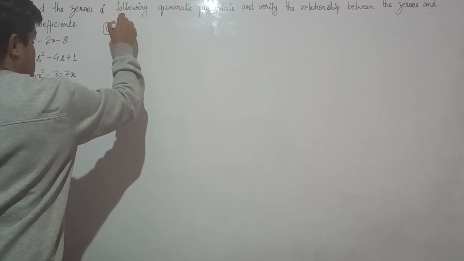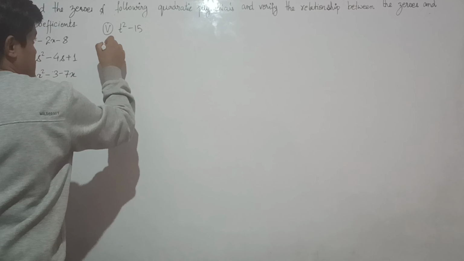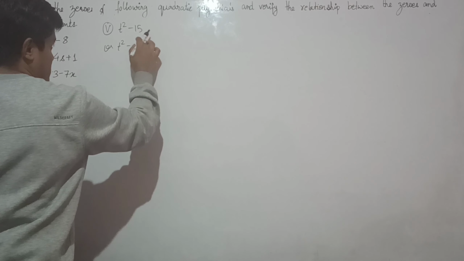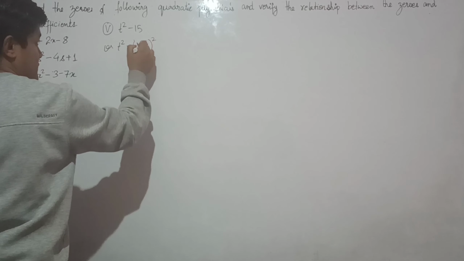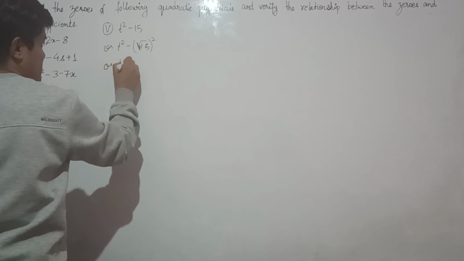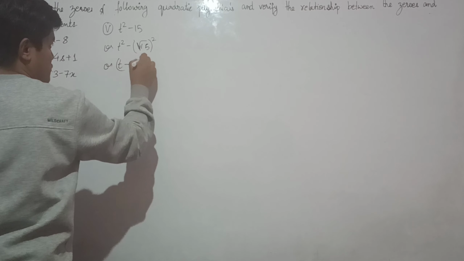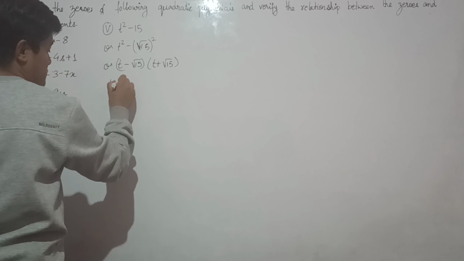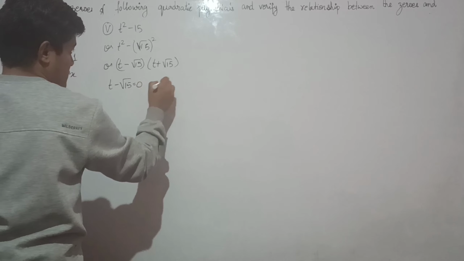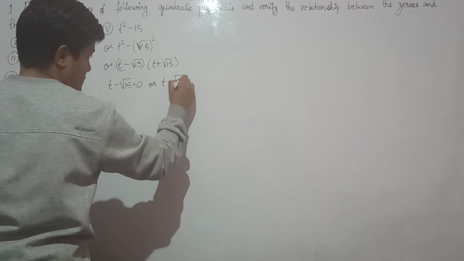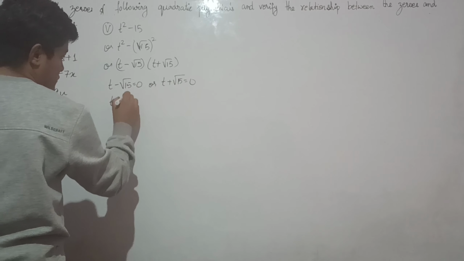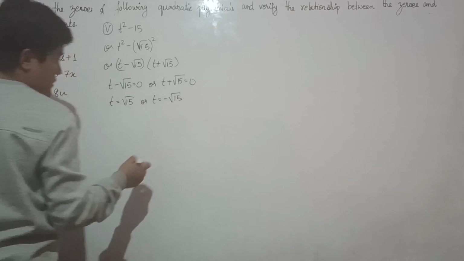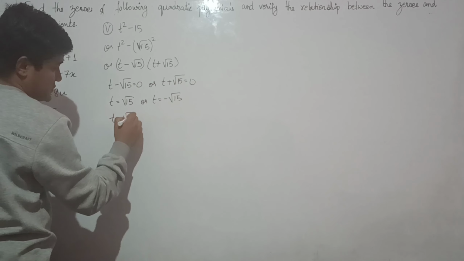Question number 5, t square minus 15. So t square minus 15 we can write as t square minus root 15 square, taking the square root, or t minus root over 15, and t plus root over 15. So t minus root 15 equals 0, or t plus root 15 equals 0. So t equals root over 15, t equals minus root over 15. So these are the values of zeros.